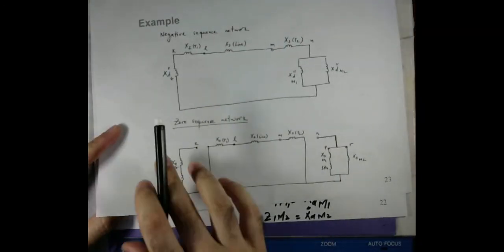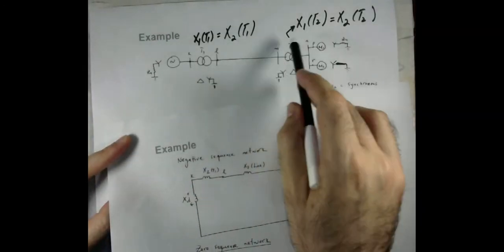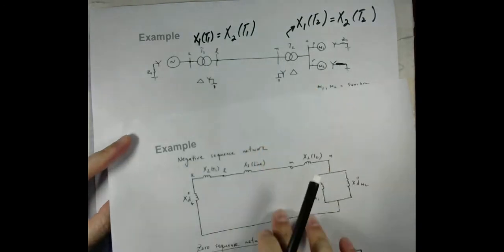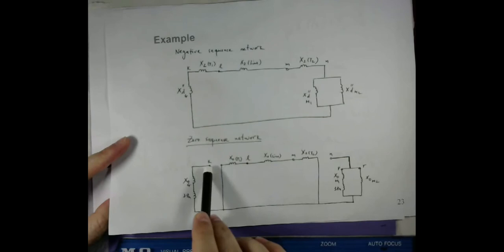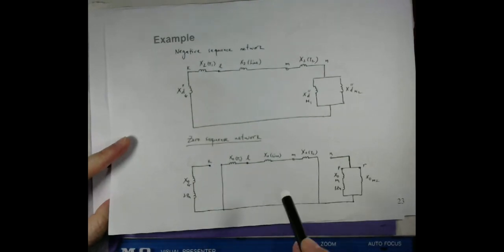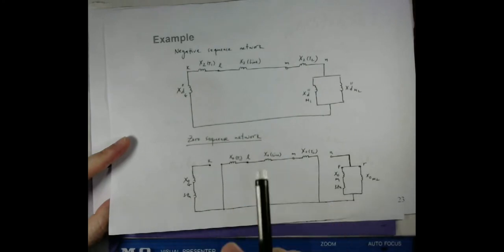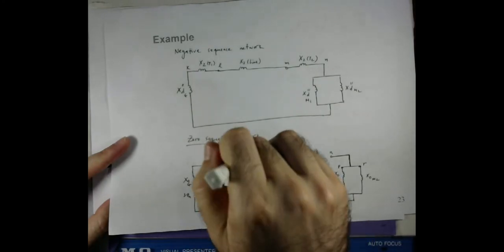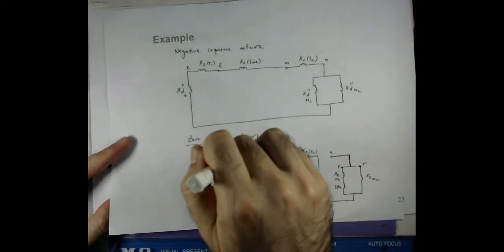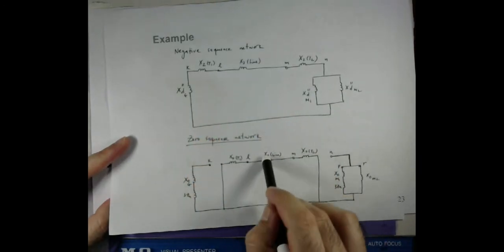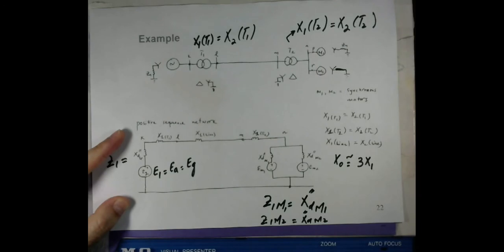Similarly, the case here, points M and N are no more connected because there is an isolation between the primary and secondary side. So these two points are isolated. And X0 of the transformer represents the zero sequence leakage reactance of the transformer.